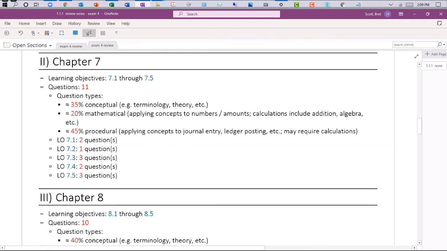Enough about that. Chapter 7, we have 5 learning objectives, 11 questions. Here's the breakdown roughly. There are definitely some mathematical type questions for sure, but I think the questions really boil down to: what's the journal entry?